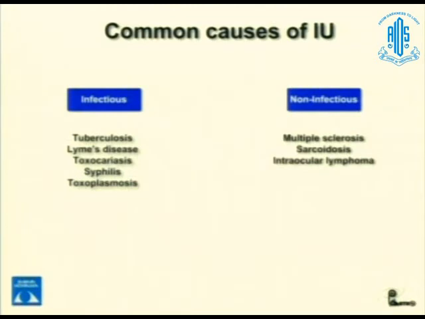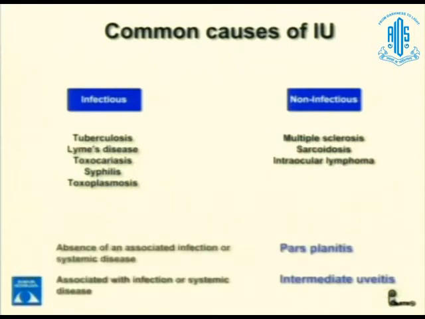Now, for the common causes of uveitis in the exam, you should enumerate these causes as infectious and non-infectious causes. It starts with tuberculosis, which is most common in India. Then it can be because of multiple sclerosis, sarcoidosis, intraocular lymphoma, etc. Now the SUN classification has given a clear guideline on when to call this anatomical intermediate uveitis pars planitis. In the absence of any associated infection or systemic disease, we call it pars planitis, and if there is an associated infection or some systemic disease, then we call it intermediate uveitis.